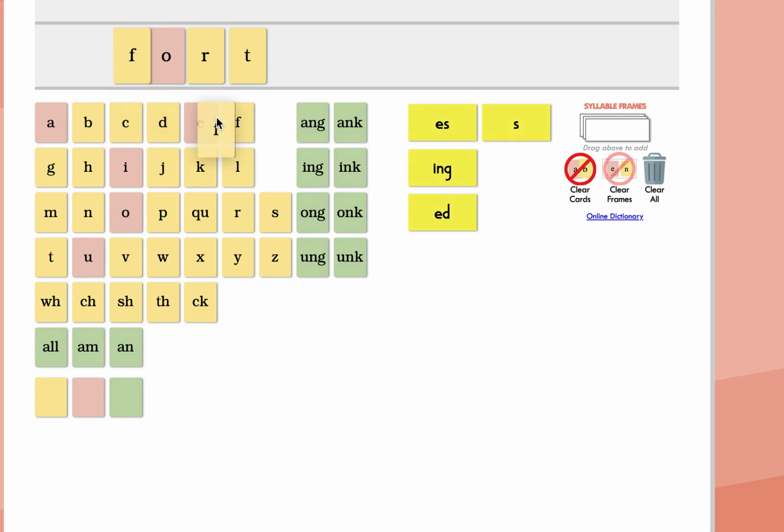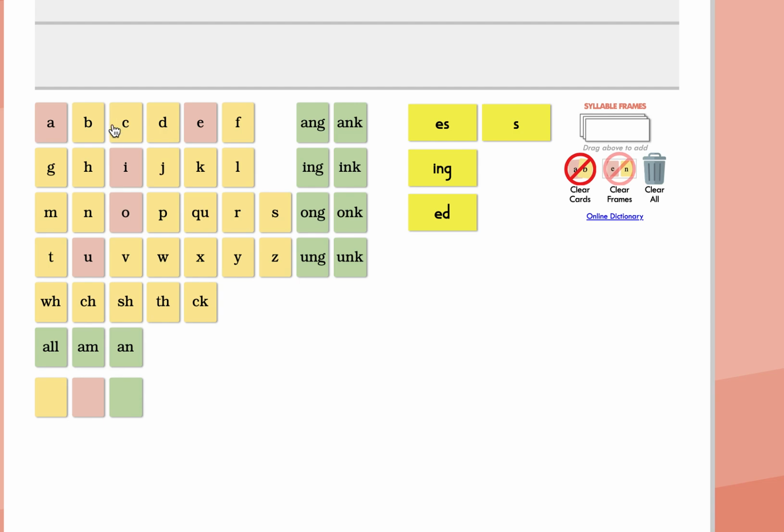Let's make another word with our R-controlled OR. Let's make the word torn. My dress was torn when it snagged on a nail. Torn. And if you said T-O-R-N, you are correct. This word is torn, which means to be ripped.